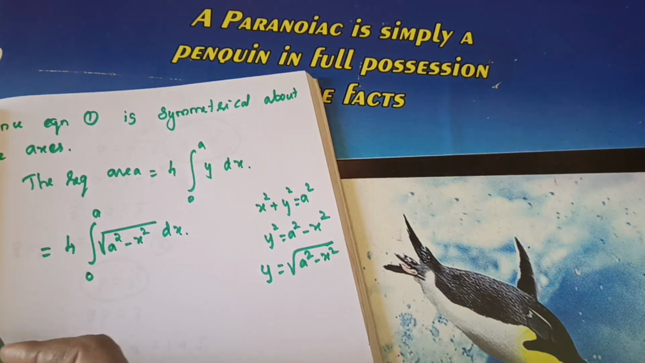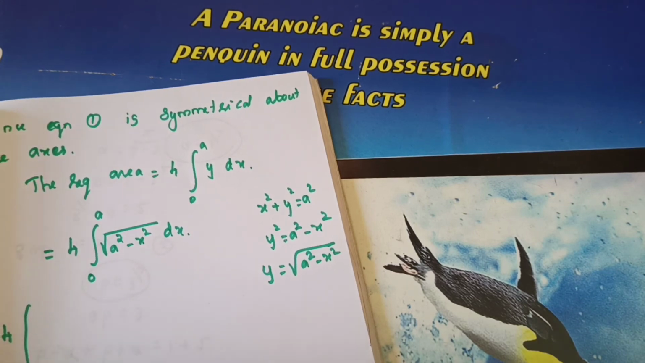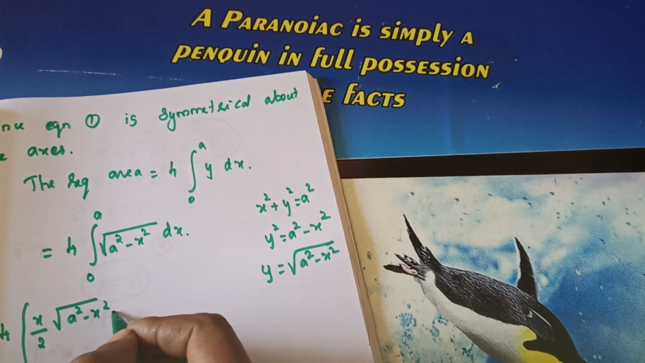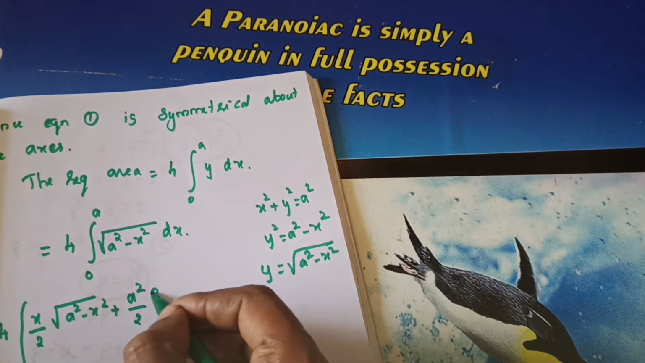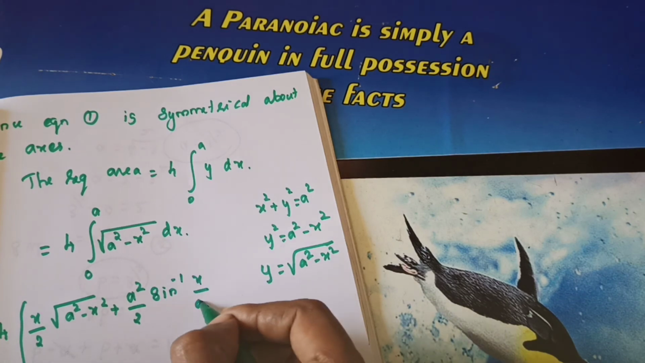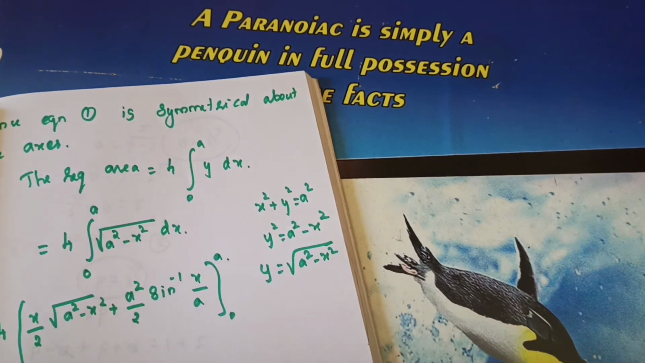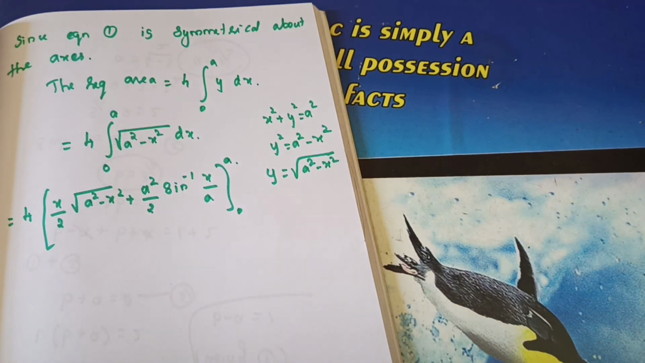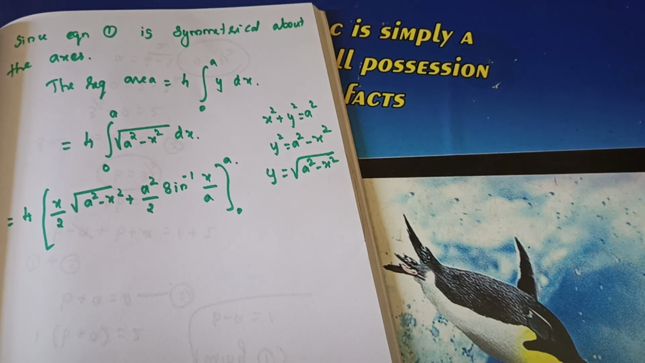So for this one we have one formula. 4 into, please learn down the formula: x by 2 into square root of a square minus x square plus a square by 2 into sine inverse of x by a. The limit is from 0 to a. Please children, this is the formula for integration of square root of a square minus x square dx. Understand? So what's the formula? x by 2 into square root of whatever is given, plus a square by 2 into sine inverse of x by a. Okay, the limit is from 0 to a. Understand? Understand all of you?